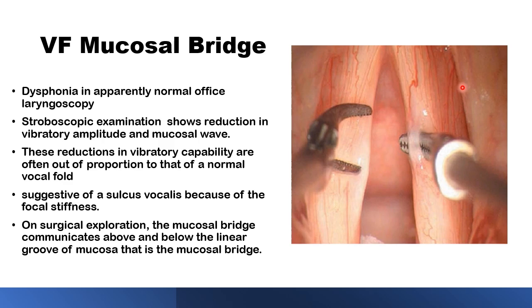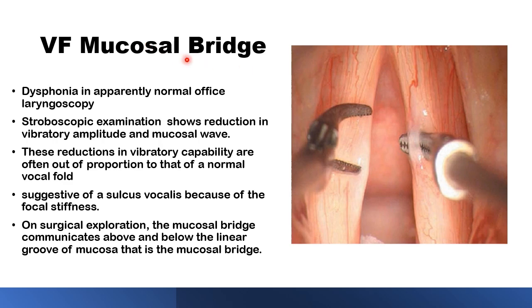Examination of the larynxes of patients with mucosal bridges may not show the lesion at all. Either the use of flexible laryngoscopy or direct laryngoscopy may not show the lesion. It may show an abnormal blood vessel pattern that would suggest the presence of a lesion.